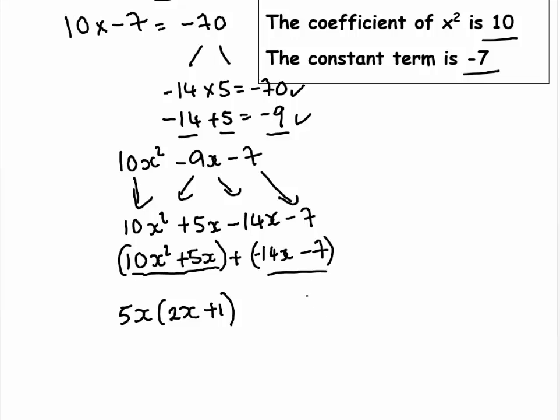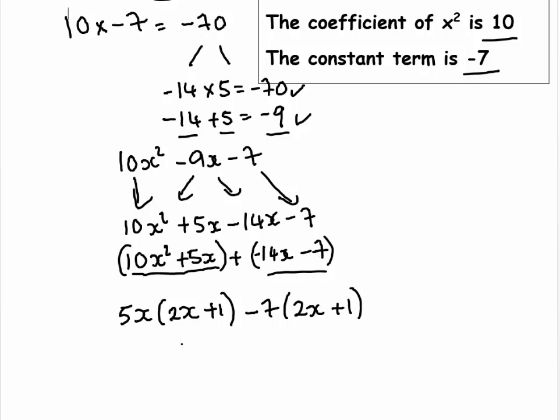Let's have a look at the second bracket now. You've got 14x minus 7. We don't have a next term next to the 7, but we know that for 14 and 7, the highest common factor is going to be minus 7, beg your pardon. The highest common factor will be minus 7. So let's take that out. So you're going to have minus 7 outside the bracket. And obviously minus 7 times 2x will give me minus 14x, and minus 7 times positive 1 will give me minus 7.